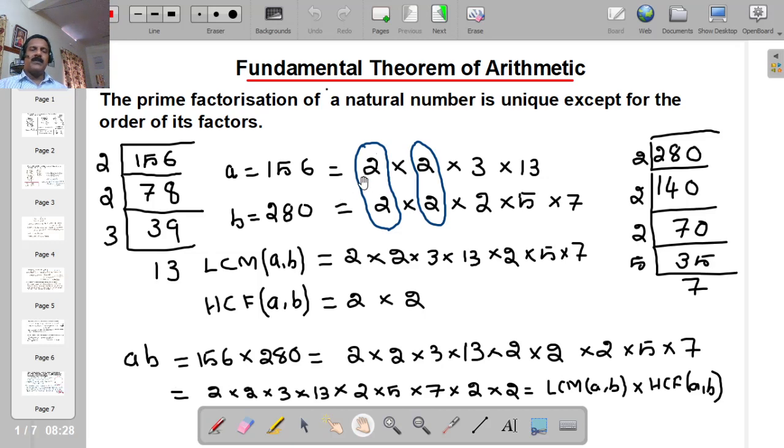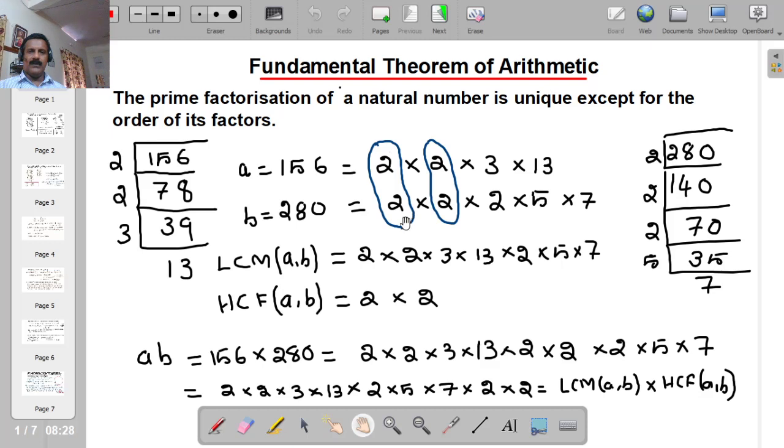See the prime factors of A and B. What is the common prime factor of A and B? The common prime factors of A and B are two 2's. By multiplying the common prime factors of two numbers, we will be getting the highest common factor of those two numbers.